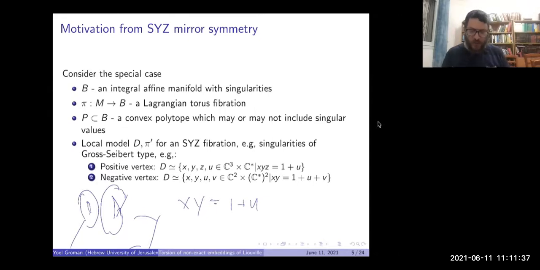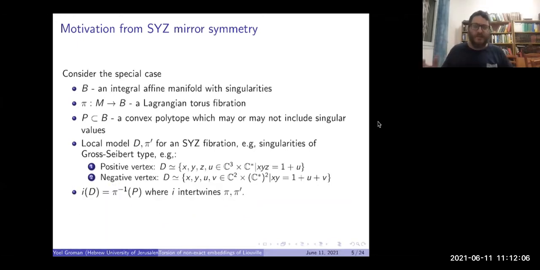So that's the nodal singularity. And you have this also when you talk about positive and negative vertices, where I did not spell out what the torus fibration is, but you should think of them as also being Lagrangian torus fibrations. Consider this case. And maybe I should have said, consider the case where D is a Liouville domain, and the image of D is a pre-image of, or basically it's a local model for the SYZ fibration.